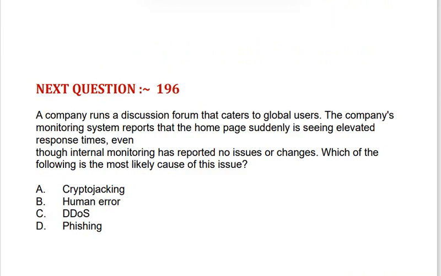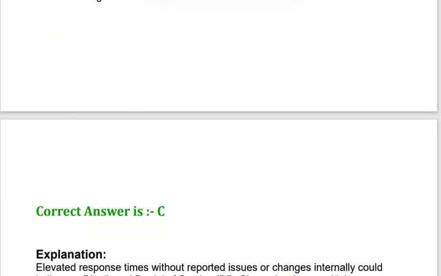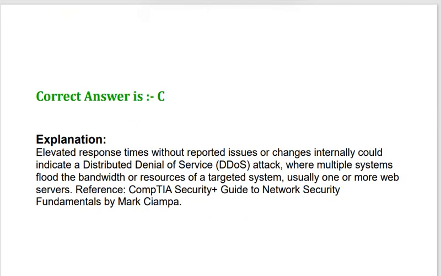Question is, a company runs a discussion forum that caters to global users. The company's monitoring system reports that the home page suddenly is seeing elevated response times, even though internal monitoring has reported no issues or changes. Which of the following is the most likely cause of this issue? Option A, cryptojacking. Option B, human error. Option C, DDoS. Option D, phishing. Correct answer is option C.